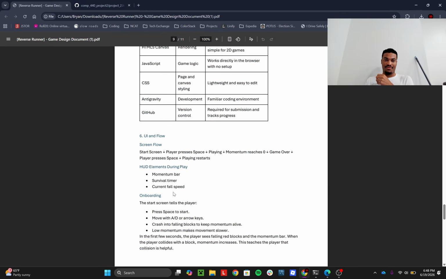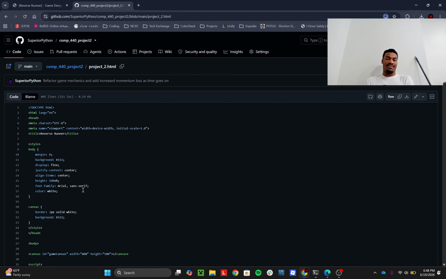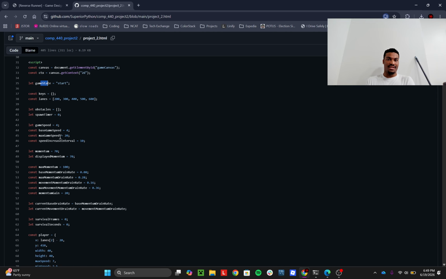And of course, the project was made with HTML5. At the top of the file are the core game state variables. Line 35 stores the game state. Lines 37 through 46 define the lane positions, obstacle spawning, and difficulty values. Lines 48 through 59 define the momentum system, including the drain rates and rewards. And lines 61 and 62 track our survival time.